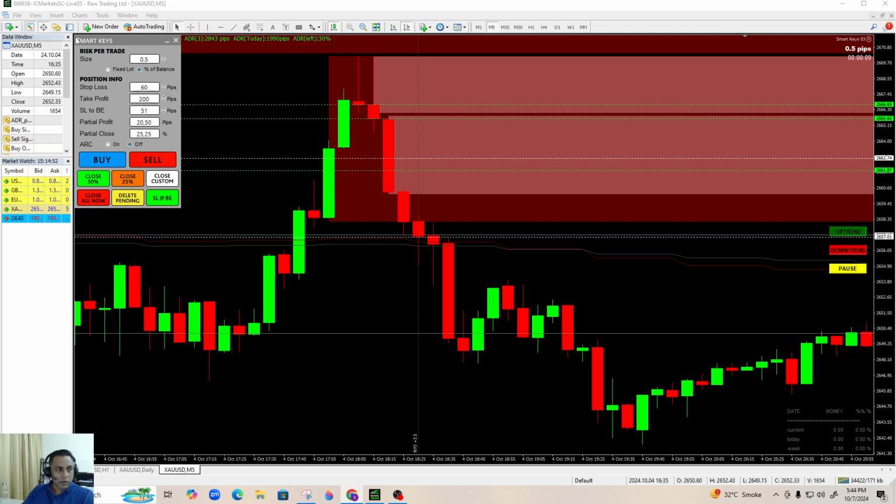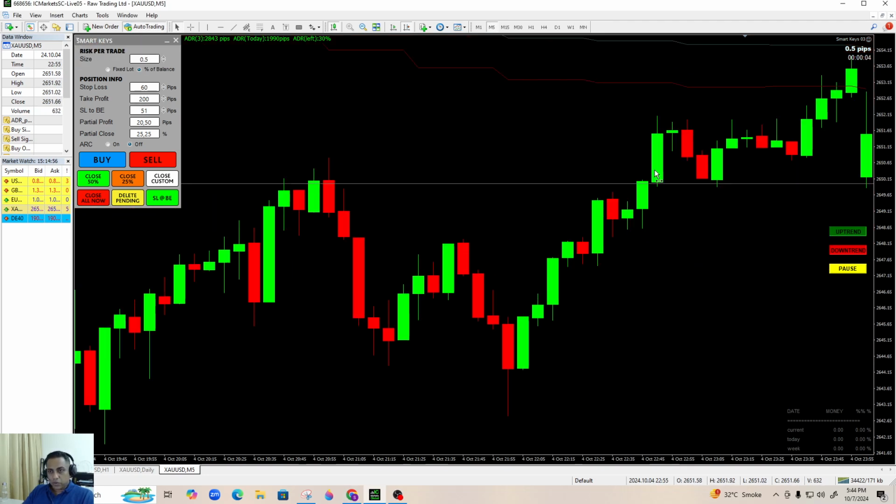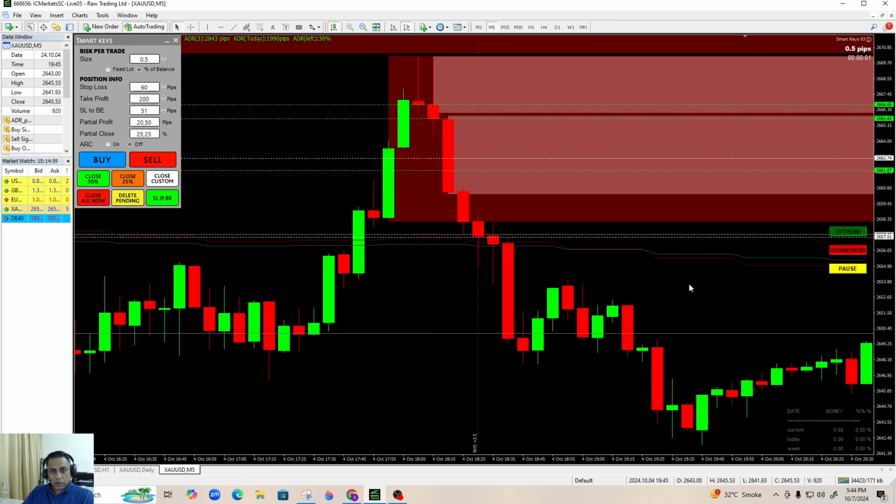Okay, yeah, that's manageable. So price has to come there. If it doesn't come to this candle, I'm not taking a trade. That's in this light red zone. Or if you break through this and it comes to this area, then that's the candle that I want to wait for price to come to take a trade.